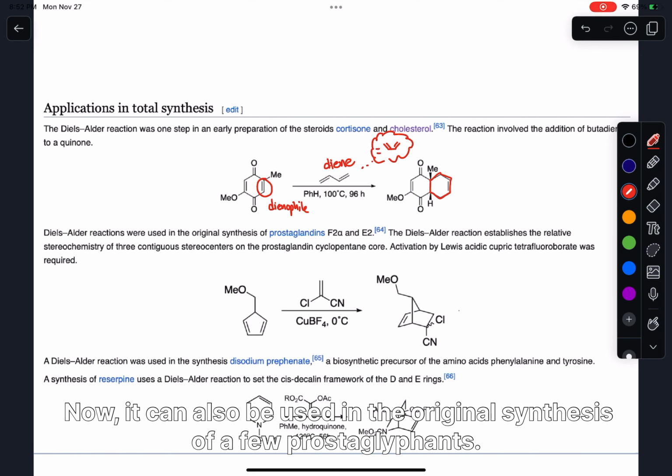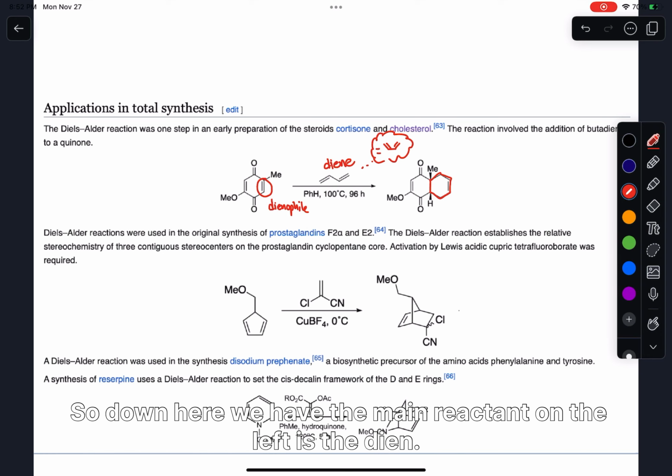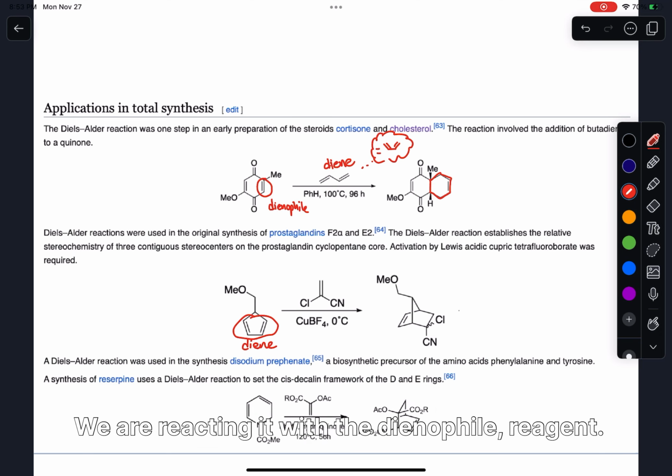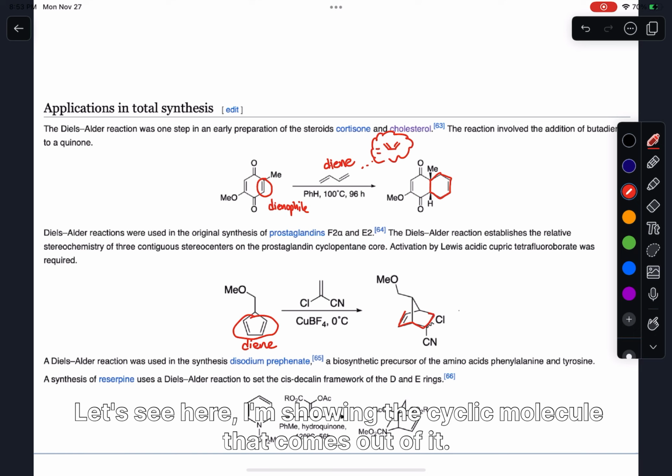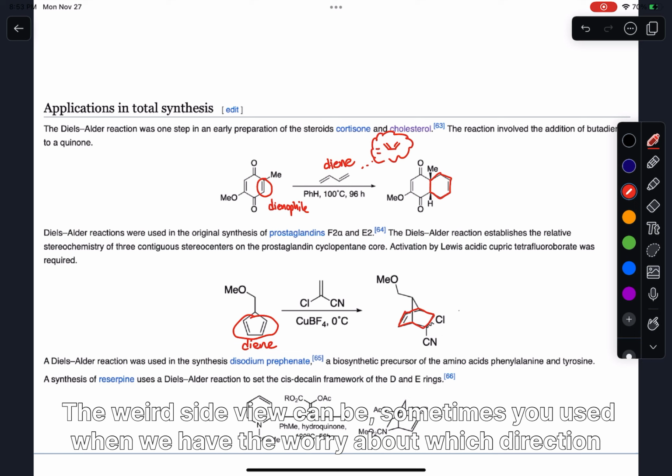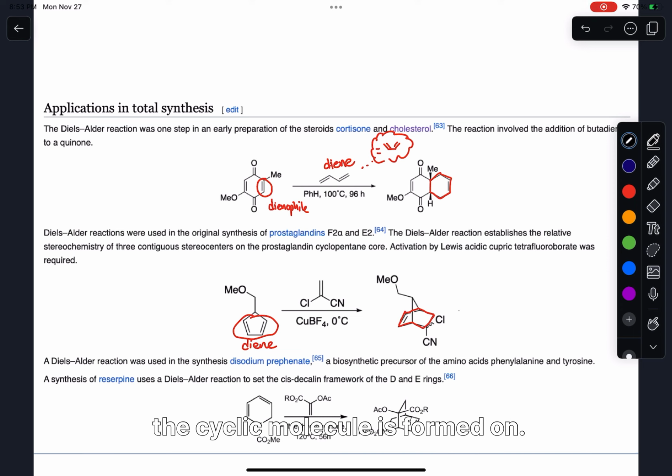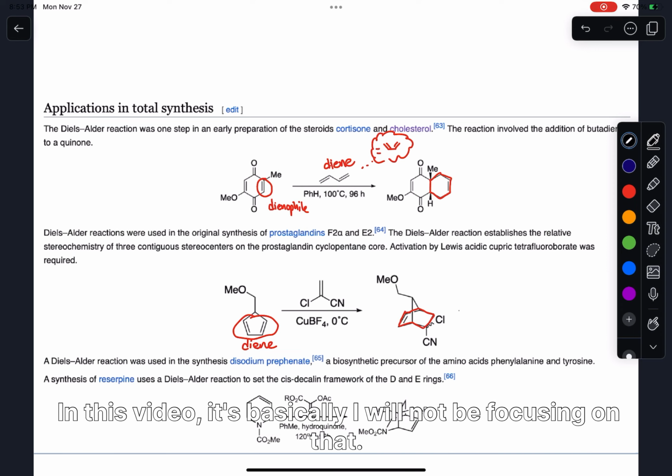Now, it can also be used in the original synthesis of a few prostaglandins. So, down here, we have the main reactant on the left, the diene, and we are reacting it with the dienophile reagent. And see here, I'm showing the cyclic molecule that comes out of it, and while I'm not specifically talking about how it gets created in a 3D fashion, which is important to note for this reaction, I do want to at least acknowledge the fact that it will have a preference towards endo.